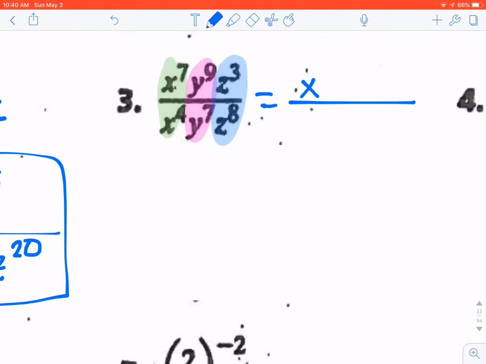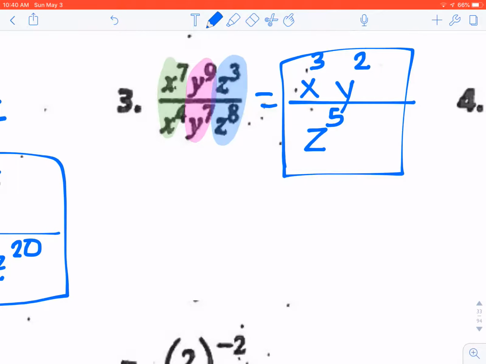So the x is going to stay on top, 7 minus 4 is 3. The y is going to stay on top. Okay, 9 minus 7 is 2. The z is going to go on the bottom because the bigger exponent's there. 8 minus 3 is 5. So x to the third, y to the second, over z to the fifth. We know we're done because all the bases are different, okay, and we don't have any negative exponents.